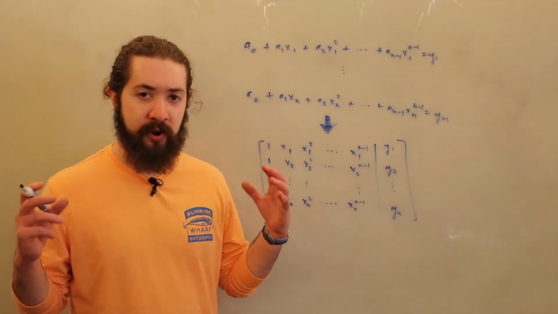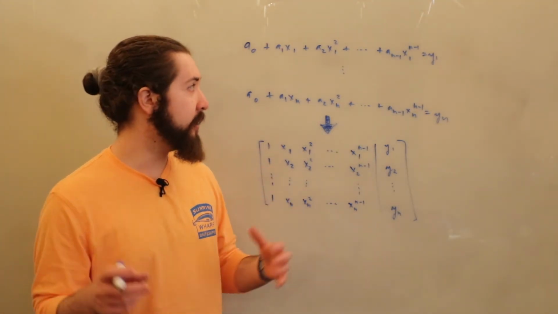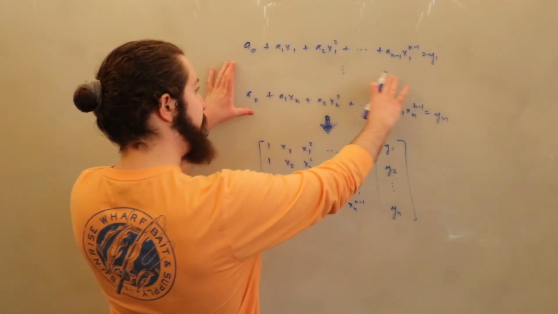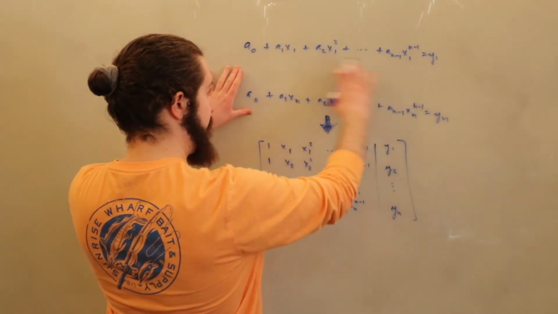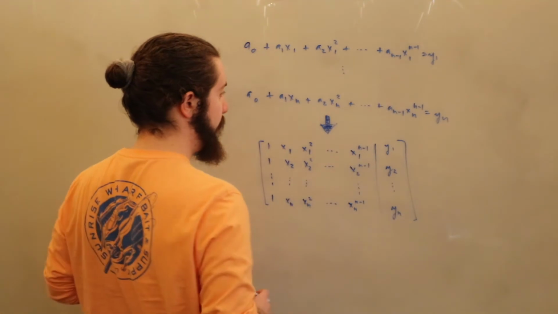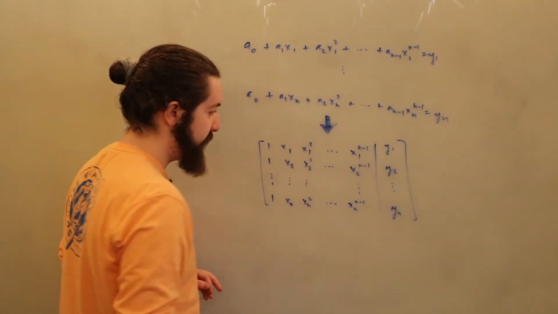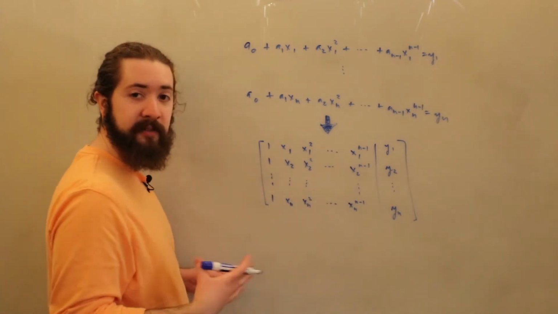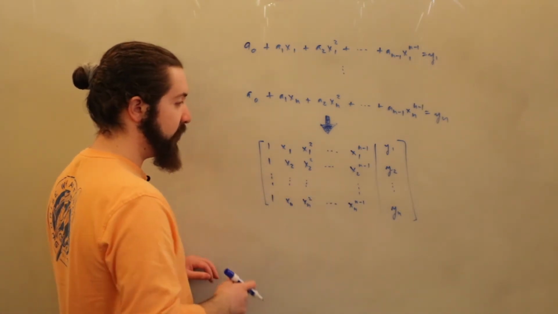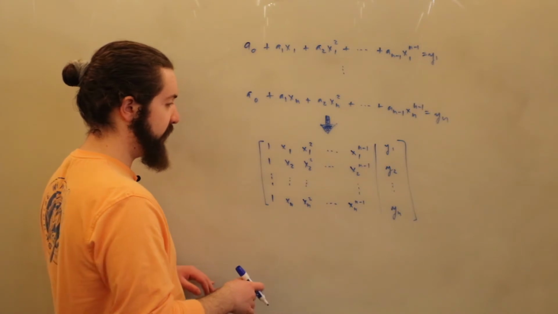Okay, so what does this actually look like? Well, we're going to start with our n points, our n coordinate pairs. Then we're going to form this system of equations using those pairs and our unknown polynomial, right? Then we're going to turn it into an augmented matrix, which is going to look like this every single time. This is also called a Vandermonde matrix, if you're interested in that.